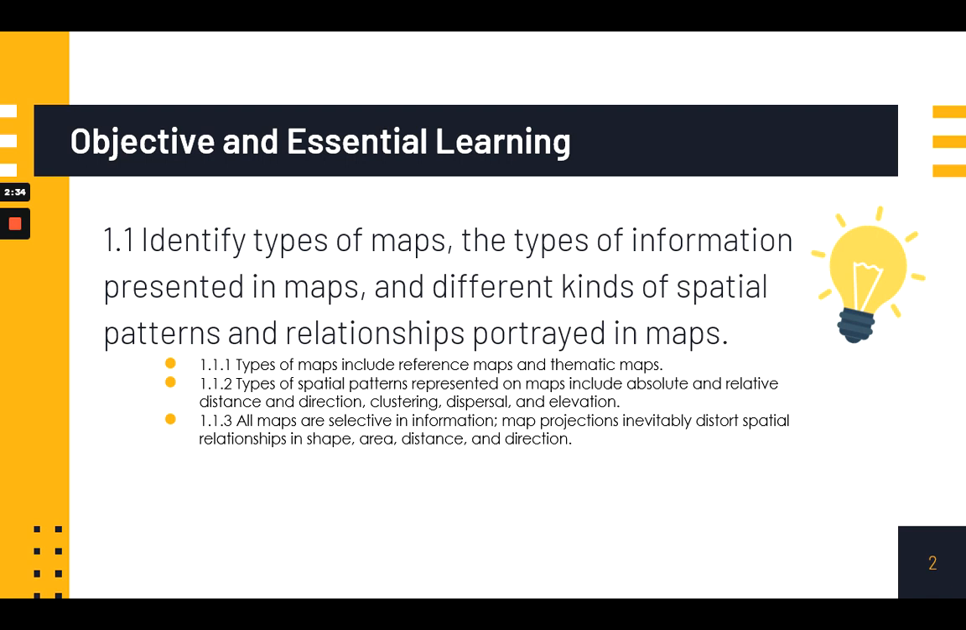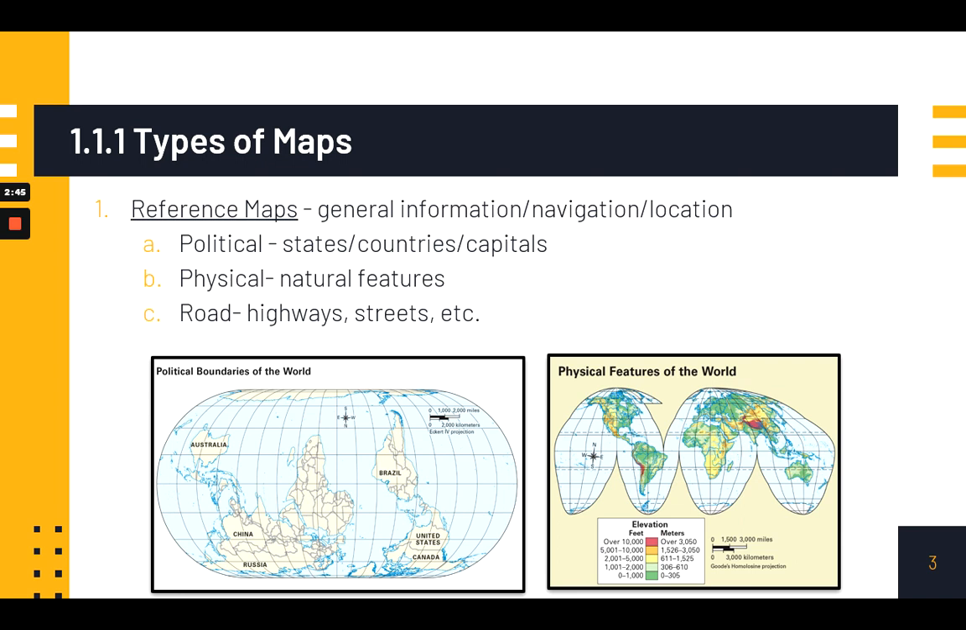All right, so 1.1, types of maps and other things that happen with maps. So let's go ahead and get started here. Okay, don't write all of this down. But write maybe just the big letters, like reference maps, and then political, physical, and road. I don't think you need to write anything more than that.